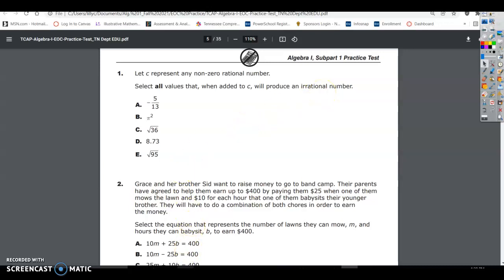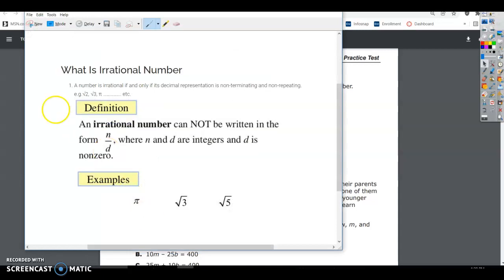All right, so let's review just a minute. What is an irrational number? An irrational number is something that is non-terminating and non-repeating. It means it cannot be written as a fraction. If it can be written as a fraction, it's a rational number. So it's non-terminating and non-repeating decimals, okay?